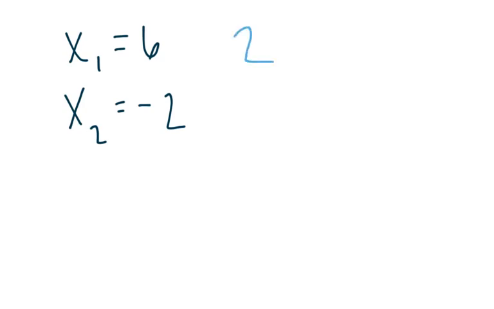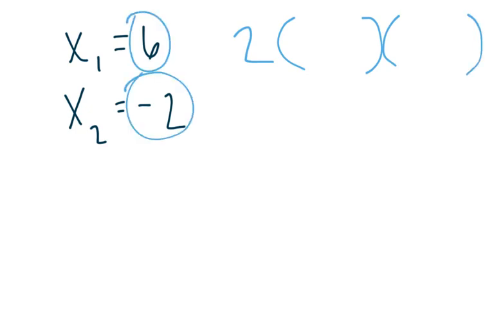When we solve, we get something like this: x1 equals 6 and x2 equals negative 2. That means that the solutions are 6 and negative 2, but we have to write them as factors. So far we have a GCF of 2, and we're trying to fill in these factors. We use these numbers to complete the factors. We just switch the sign. So instead of saying x plus 6, we're going to make it x minus 6. Instead of saying x minus 2, we're going to make it x plus 2.